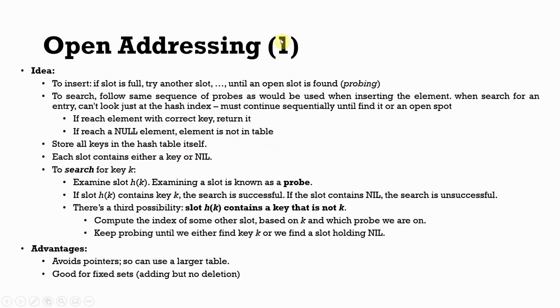This is as opposed to separate chaining, where the keys are not stored in the hash table. Each slot contains either a key or nil, not a list. To search for a key, we examine the slot h(k) first. So what the hash function provides for us, we go to that element and start the probing from there. If that slot contains the key, the search is successful. If not, we follow a probing sequence, and if we can find it, the search is successful. If we reach an element that contains nil, the search is unsuccessful.